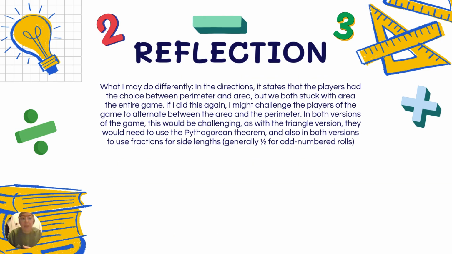And in the future, what I might do differently: in the directions of the game, it states that players had the choice between perimeter and area, but we both stuck with area the entire game. If I did this game again, I might challenge the players to alternate between area and perimeter. In both versions of this game, rectangles and right triangles, this would be challenging. As with the triangle version, they would need to use the Pythagorean theorem. And also in both versions, they'd have to use fractions for side lengths. Especially those rectangles, they'd have to use halves and they'd have to draw on the half grid for those odd numbered rolls.